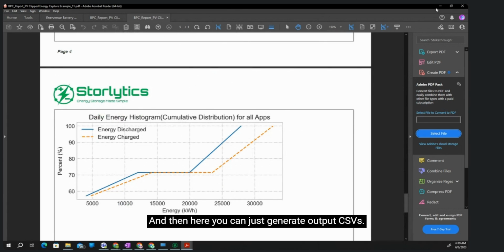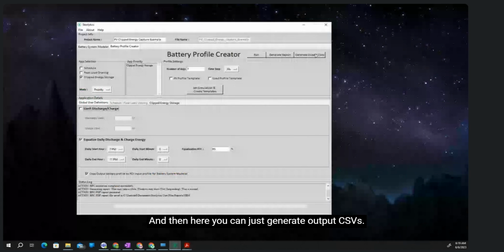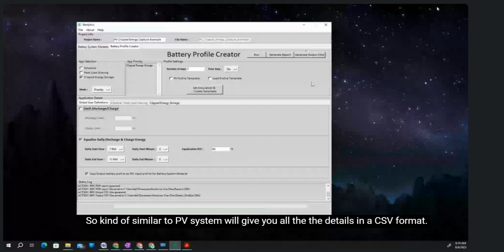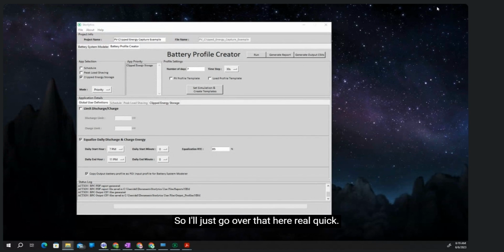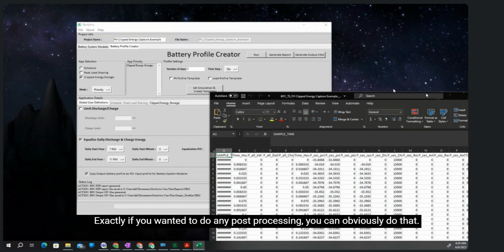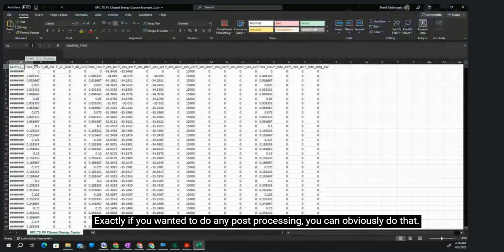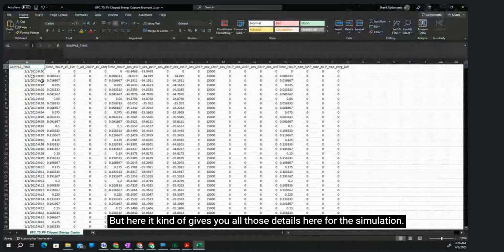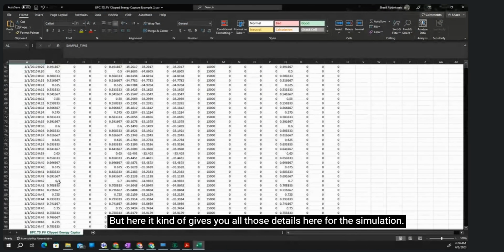And then here you can just generate output CSVs. Similar to the PV system, it will give you all the details in a CSV format. I'll just go over that real quick. You can play with the data, present it as you want. If you wanted to do any post processing, you can obviously do that. But here it gives you all those details for the simulation.